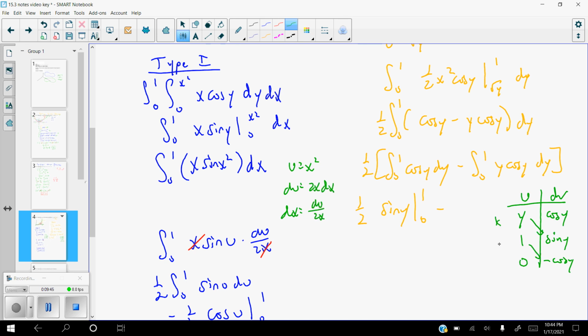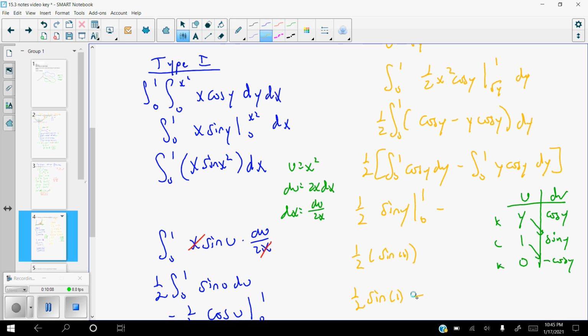Remember, we keep the sign, change the sign, keep the sign. It keeps alternating. So ultimately, let's go ahead and rewrite this. As a matter of fact, let's just go ahead and finish off this left integral. So I'm going to get 1/2 of sine of 1 minus the sine of 0, which is 0. So we get 1/2 sine of 1. So 1/2 sine of 1 minus.